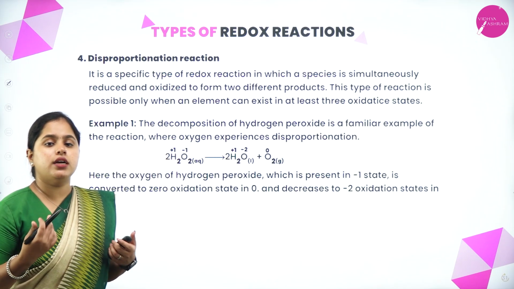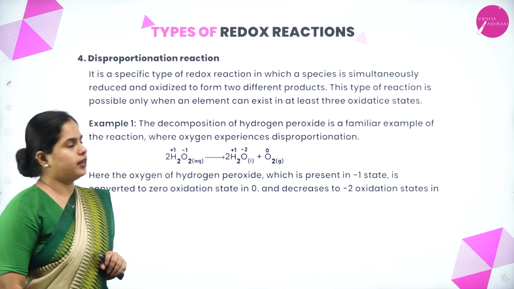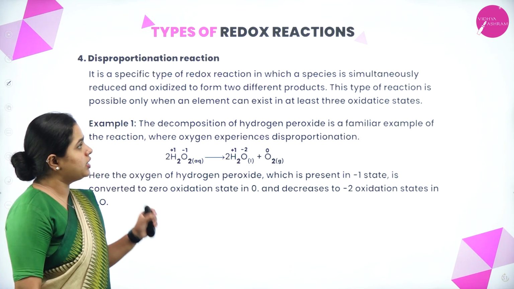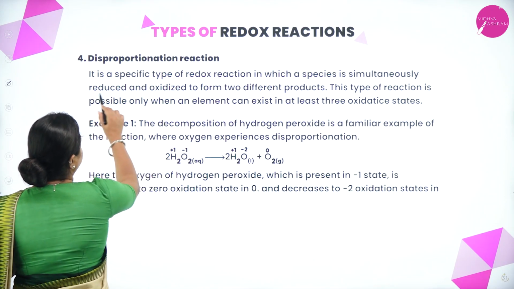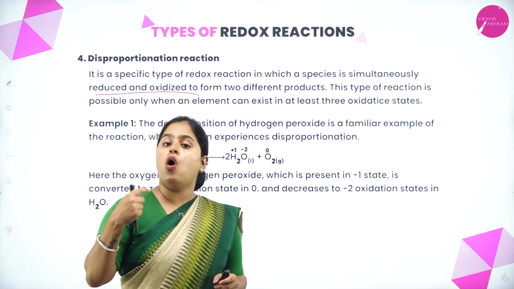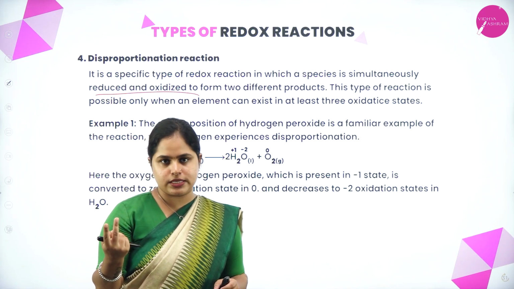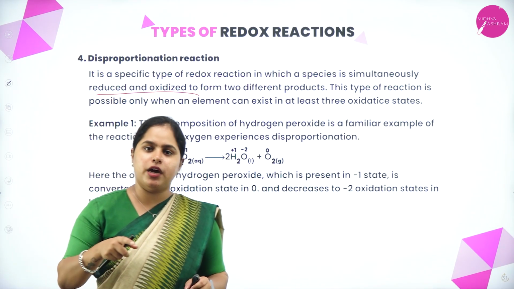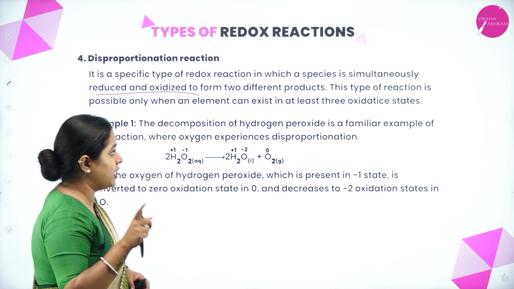So now moving on to the last type of redox reaction, that is the disproportionation reaction. It is a specific type of redox reaction in which a species is simultaneously reduced and oxidized to form two different products. So the same element is undergoing oxidation as well as reduction by forming two different products. In one product, it will be undergoing oxidation, and in the other one, it will be undergoing reduction. So the same element is undergoing both oxidation as well as reduction.